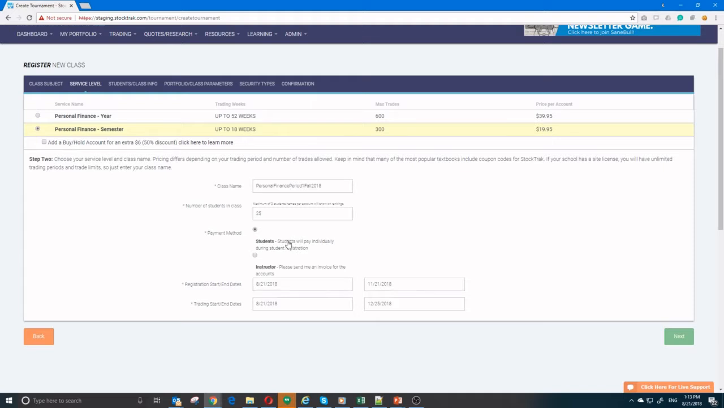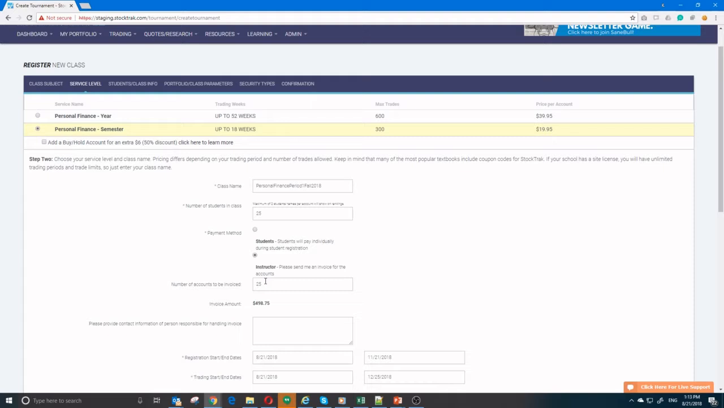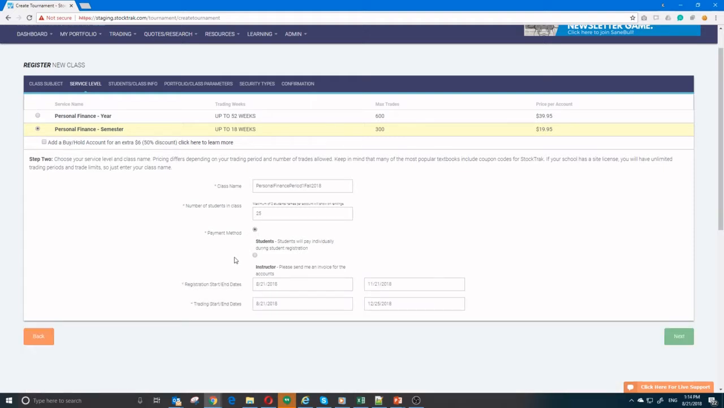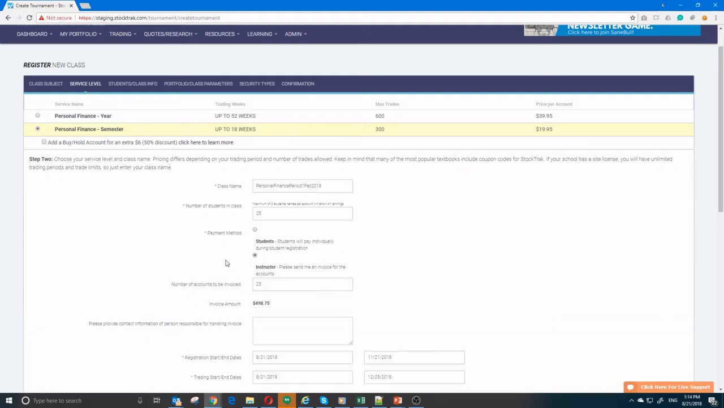You can choose whether your students pay by credit card when they register, or if we should send an invoice to your university. Most schools use the student payment method, but if your school does have a budget for these sorts of resources, you can just ask for an invoice to be sent to you.